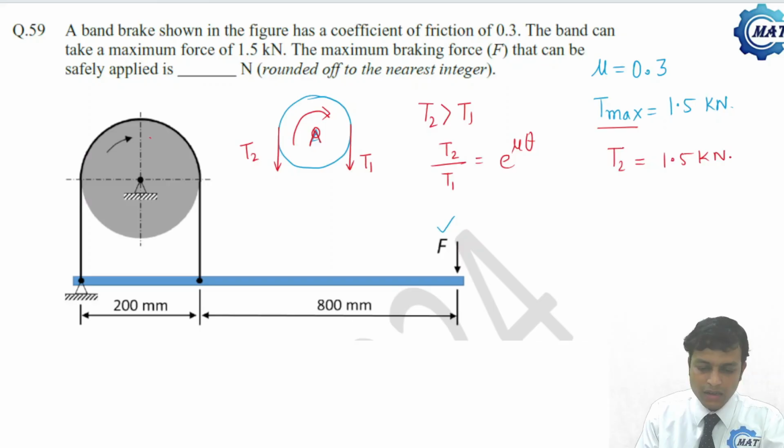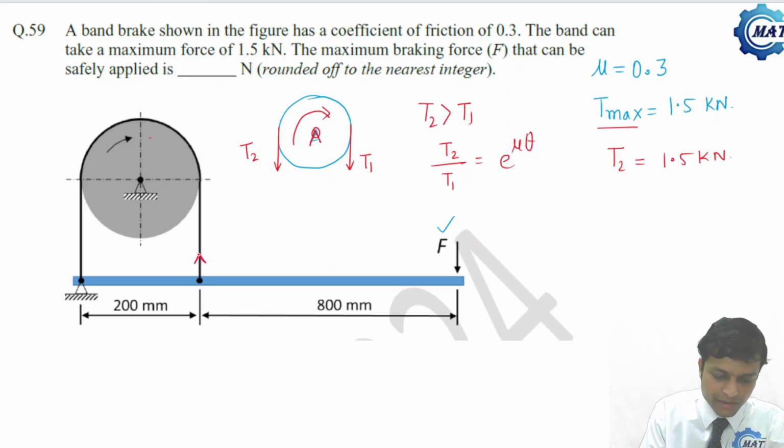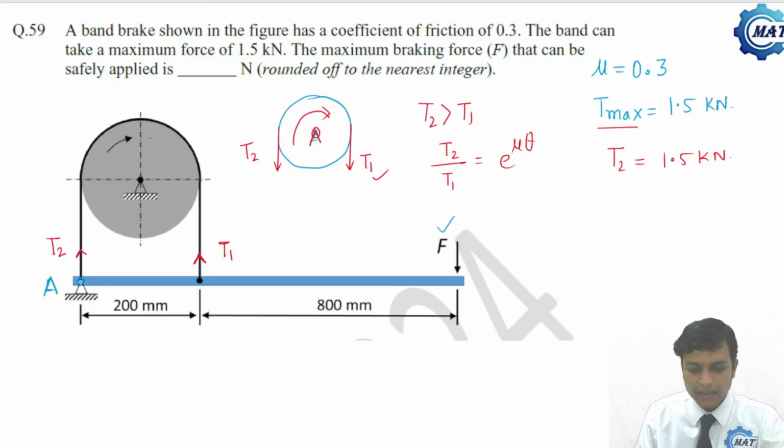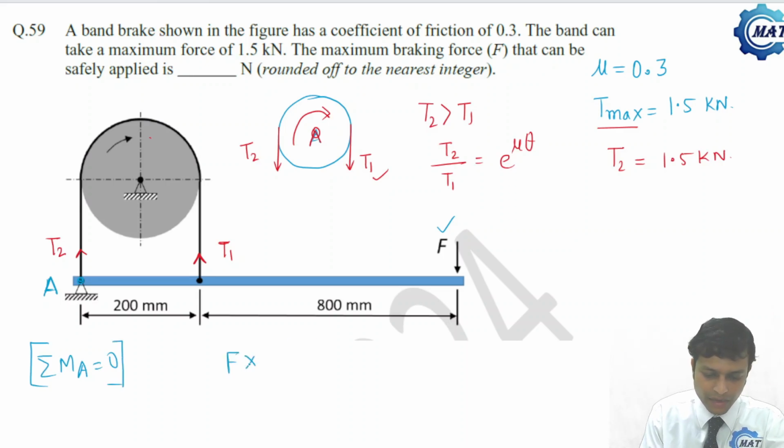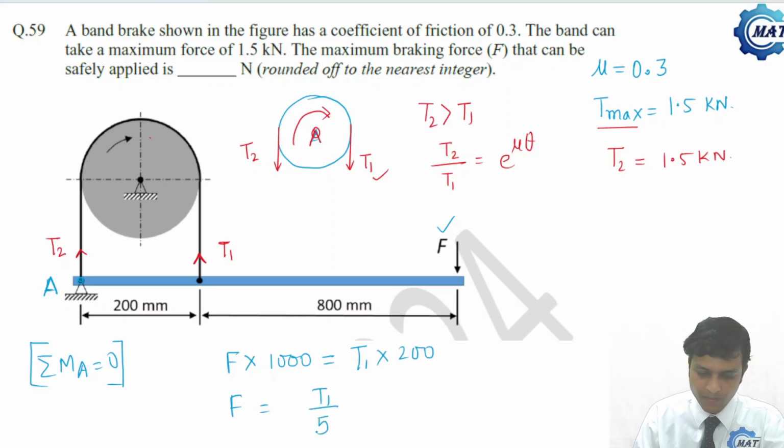Okay, now let us draw the free body diagram of the lever. I am drawing it only here, that is on lever T1 will be along this direction opposite to this, and here it is T2. So if I say this point is A, this fulcrum is A, then if I make moment balance about A, that is summation of all moments about A is 0, then F into 200 plus 800, 1000 is equal to T1 into 200. That is F is T1 by 5.